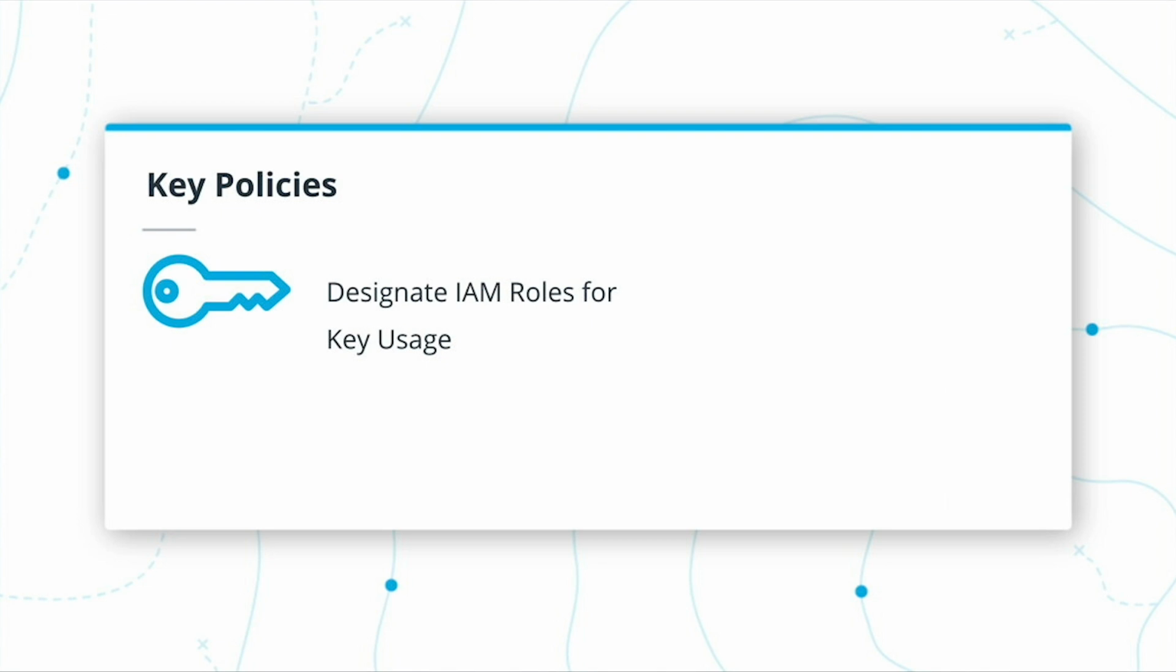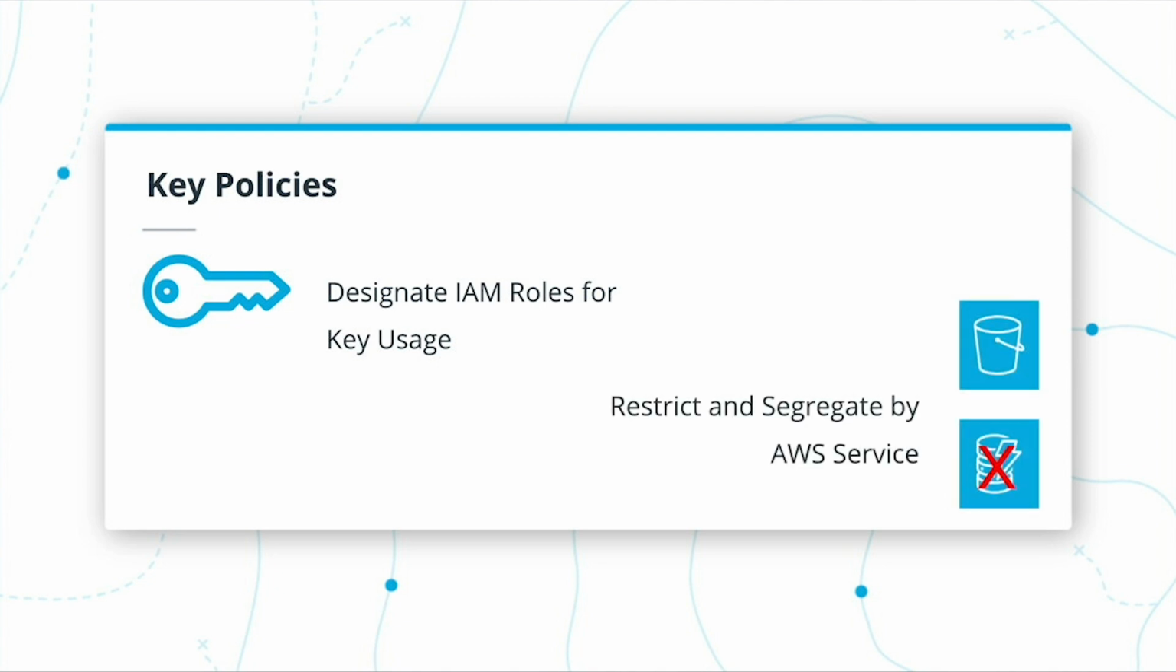allow certain IAM roles or users to use the keys for cryptographic operations such as decryption or encryption, restrict specific AWS services to be allowed to use the key. For example, we can restrict a key to be only used for decrypting S3 objects by an application. However, that application will not be able to perform decryption actions on DynamoDB.